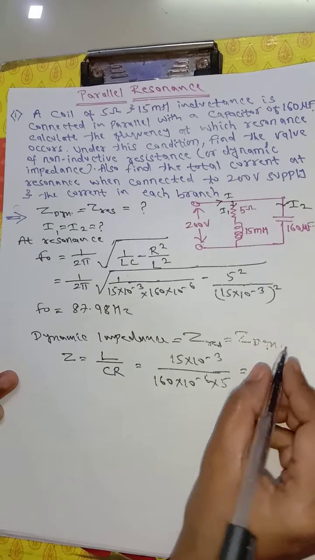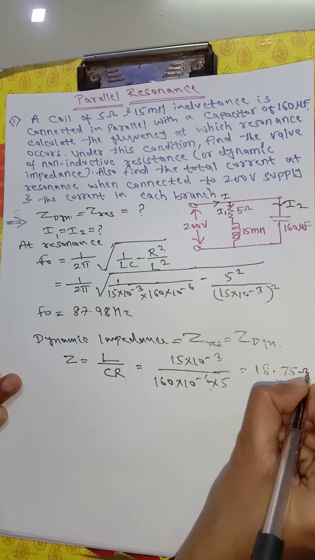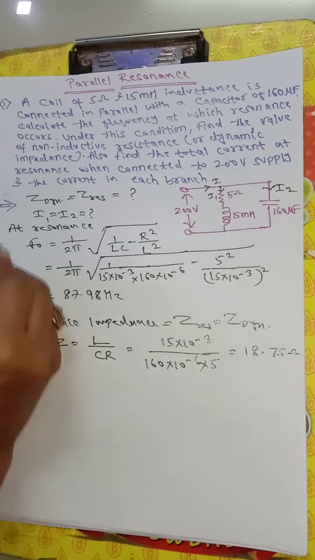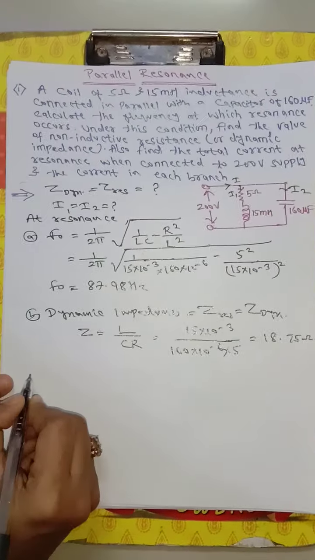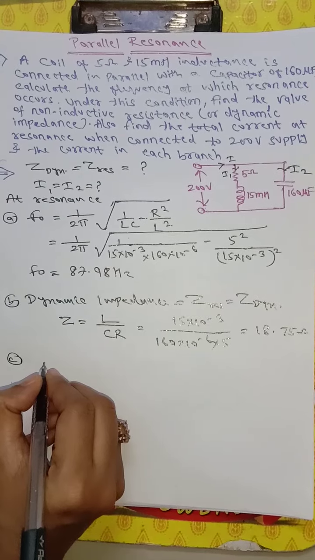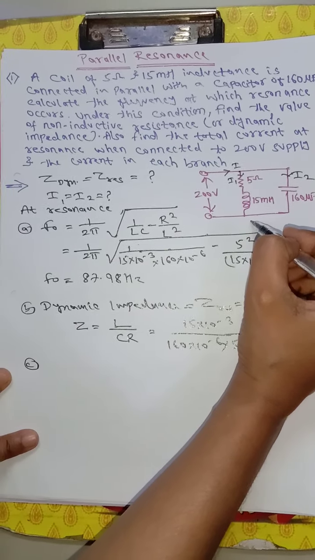So in this way you can calculate, the value will be 18.75 and the unit of impedance is the ohm. Now come towards the third point. This is the first case, this is the second case, and now the third is the current, the current flowing through each branch. In short, the current flowing through this branch is the inductive current.